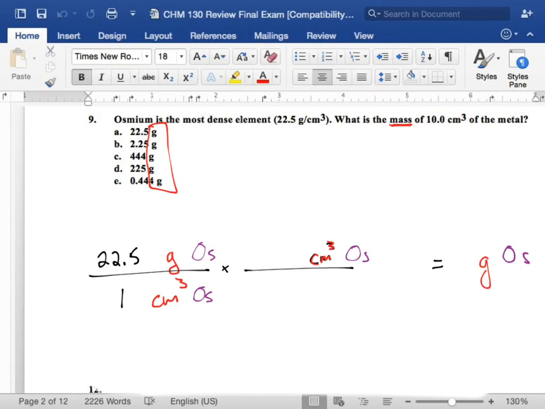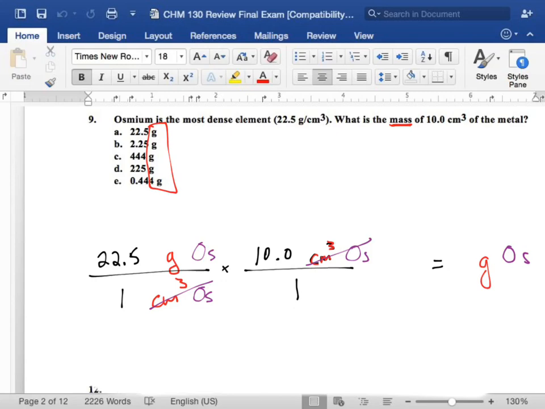Am I given centimeters cubed of osmium in the question? Yes. Oh, 10.0. I'm given 10.0. Over 1, officially over 1. The centimeters cubed of osmium cancel. I'd be left with grams of osmium, and there would be my answer. I just multiply the two numbers.